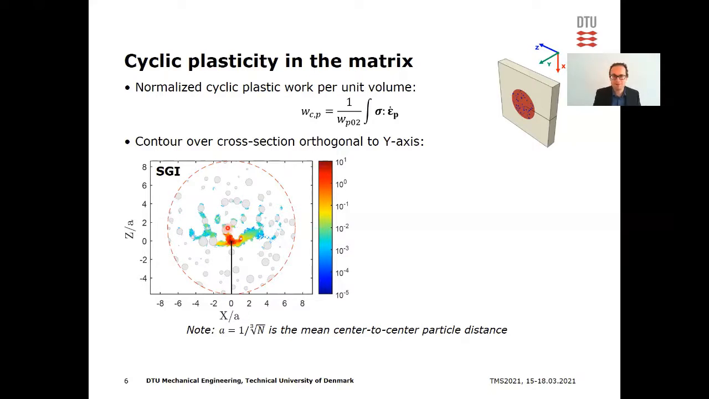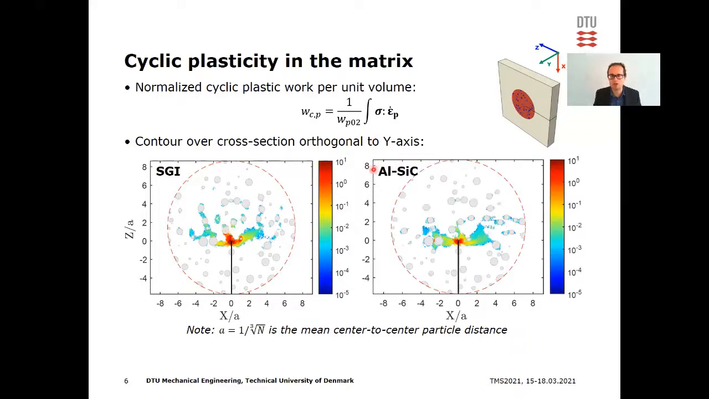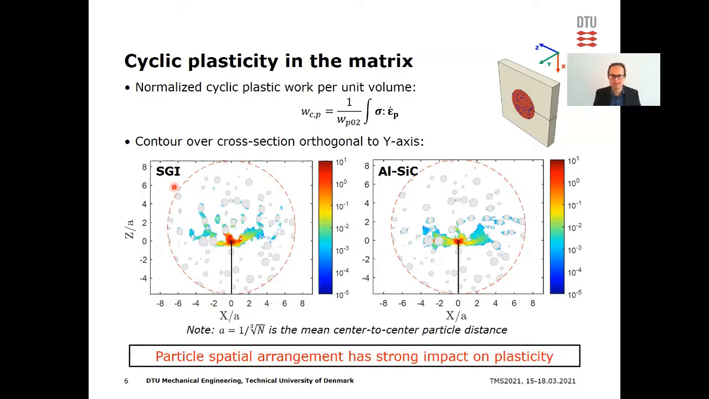And this is something that we also see, even to a smaller extent, when we use the properties of aluminum reinforced with silicon carbide instead of the properties of spheroidal graphite iron. So I would say that in both cases, it is quite clear that the particle spatial arrangement has a strong impact on how plasticity propagates at the crack tip. And this was just the result of plasticity spreading over one cross-section.